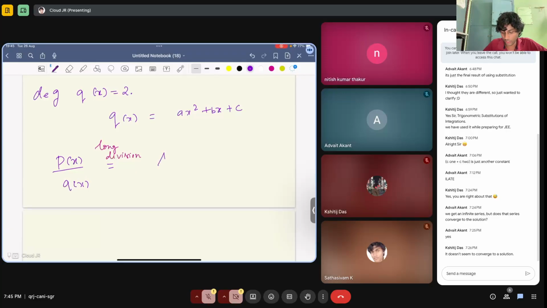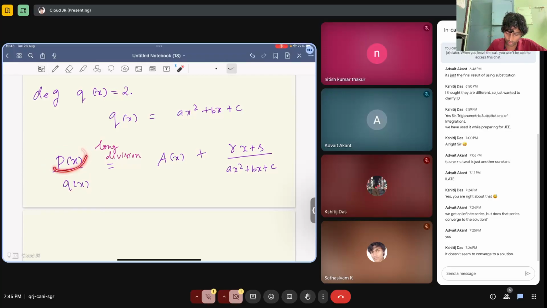Okay, you will get the polynomial a of x, some polynomial, plus there is a remainder here, which will be rx plus s, over this x square plus bx plus c. This is clear, right? We do the long division here and then we divide it by q of x directly.